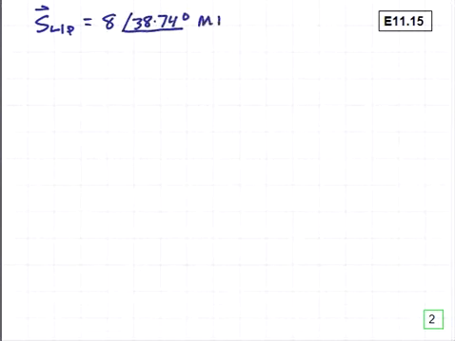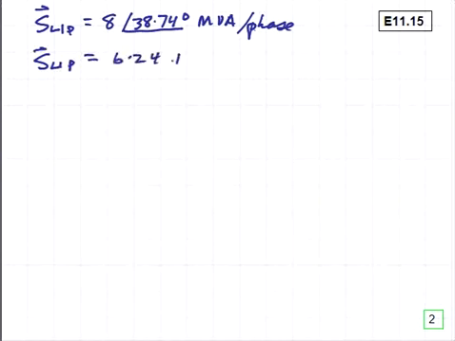So now we can write the expression for this SL1 complex power per phase is equal to 8 at an angle 38.74 degrees megavolt amperes per phase. In rectangular form, SL1 per phase is equal to 6.24 plus j5.006 megavolt amperes.